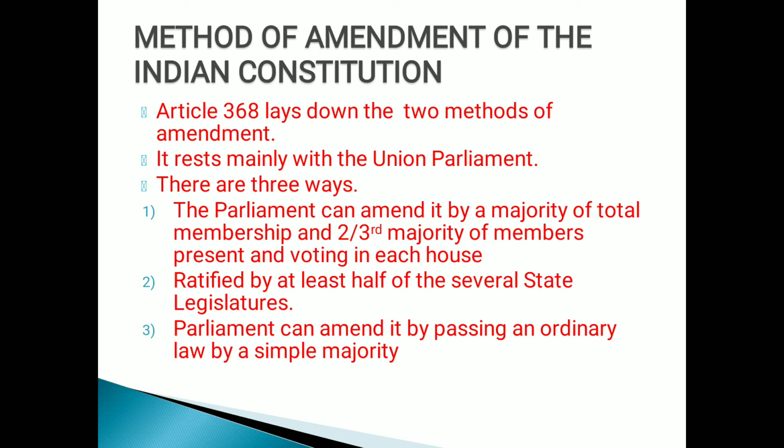Most of the constitutional provisions can be amended only by it, right? Now, there are three basic ways in which amendments can be made. Stay alert, children, to how these ways are implemented. The very first method: most of the provisions can be amended by Parliament by passing an amending act by a majority of the total membership and a two-thirds majority of members present and voting in each house, children, right?